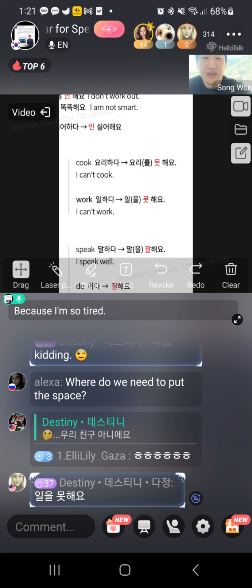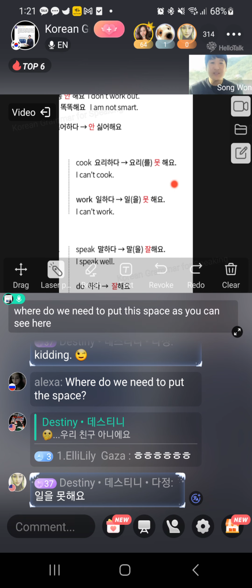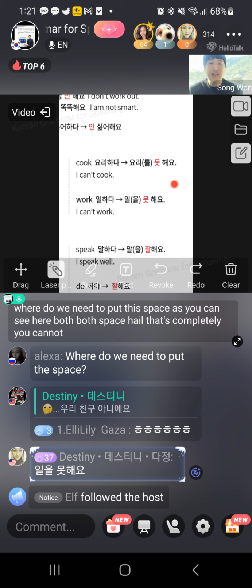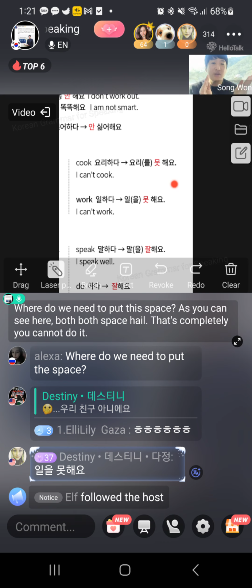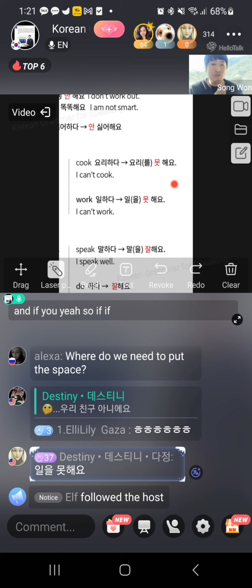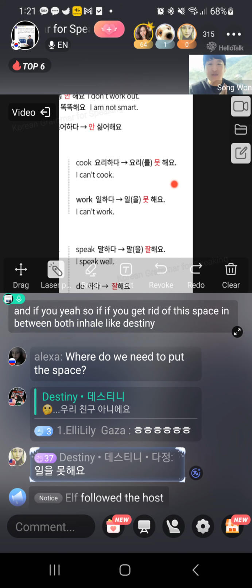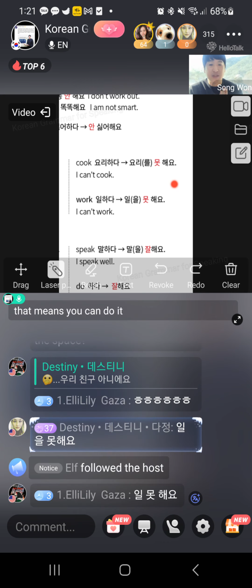Where do we need to put the space? As you can see here, 못 space 해요. That's completely, you cannot do it. And if you get rid of this space in between 못 and 해요, like Destiny said there, that means you can do it. You cannot do it.